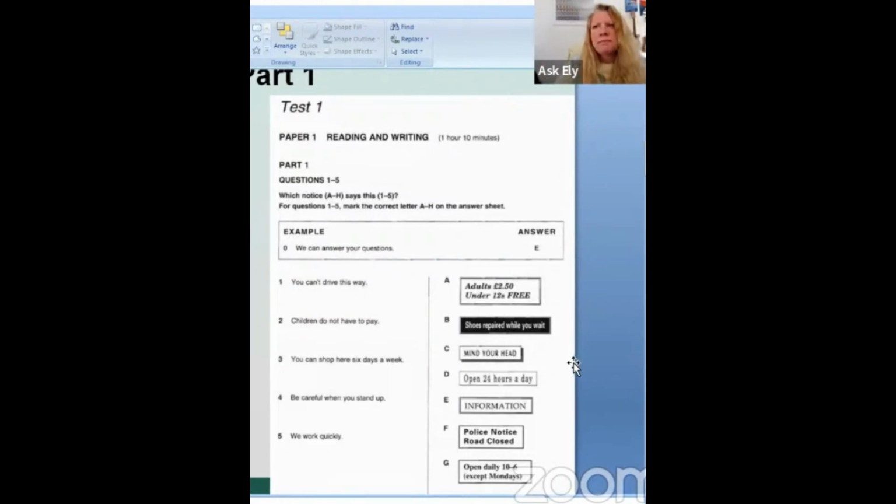No. Open 24 hours a day. Oh, be careful. It's not 24 hours a day, it's 6 days a week. So just because there's the word day here doesn't mean it's the answer. So don't choose day. Information? Are we looking for information? No, we're talking about, what's the word? Shopping. We're talking about shopping, right?